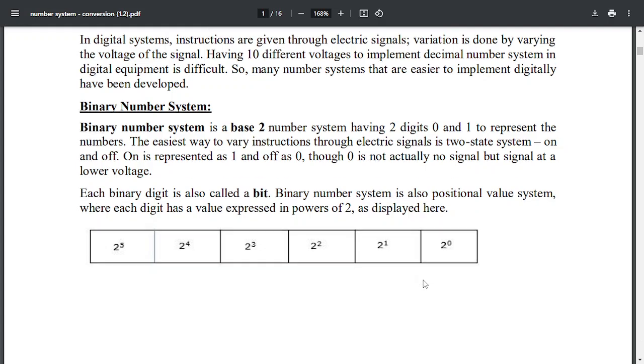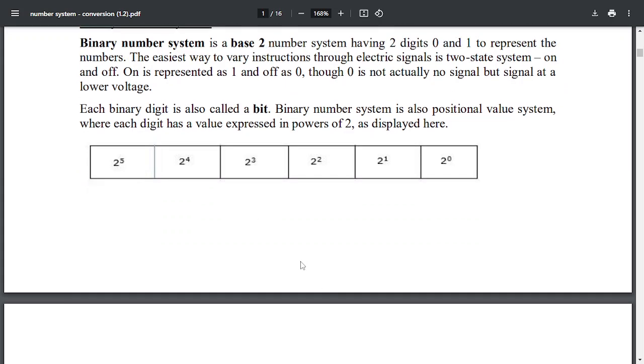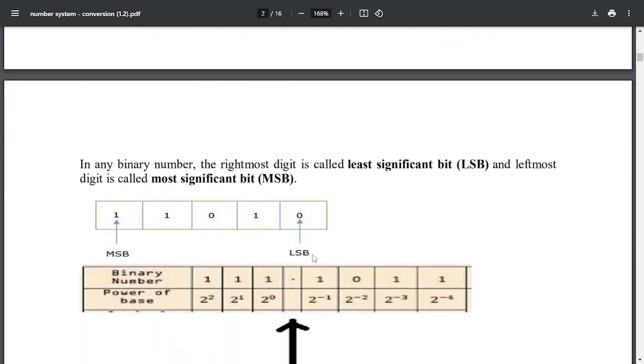The next system is the binary number system. In the binary number system, there are only two digits, 0 and 1. These are called bits. These bits are also represented with positional values, that is, it is also a positional value system with positional values 2 power 0, 2 power 1, 2 power 2, 2 power 3, and so on. In the binary number system, the leftmost bit is called the most significant bit, whereas the rightmost bit is called the least significant bit.